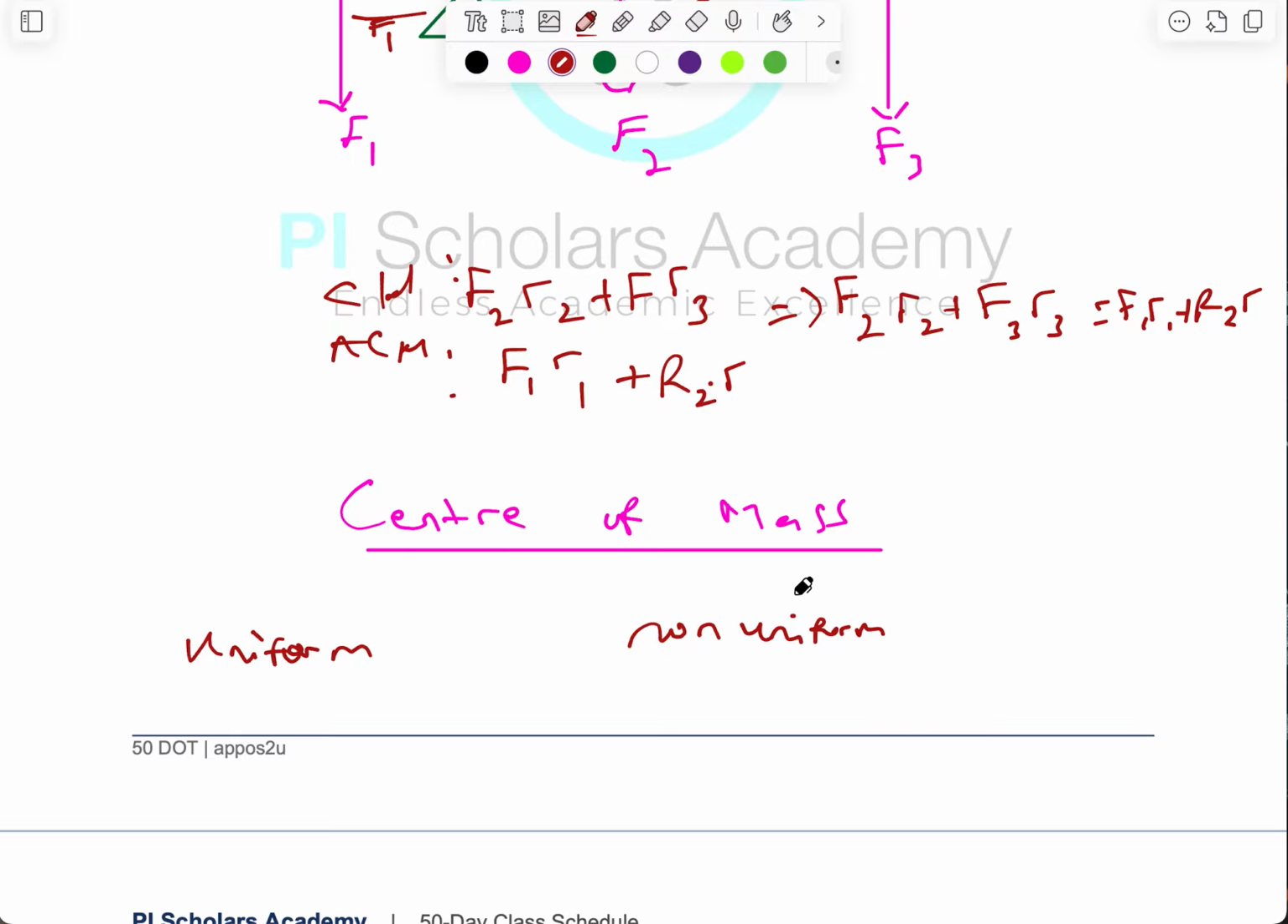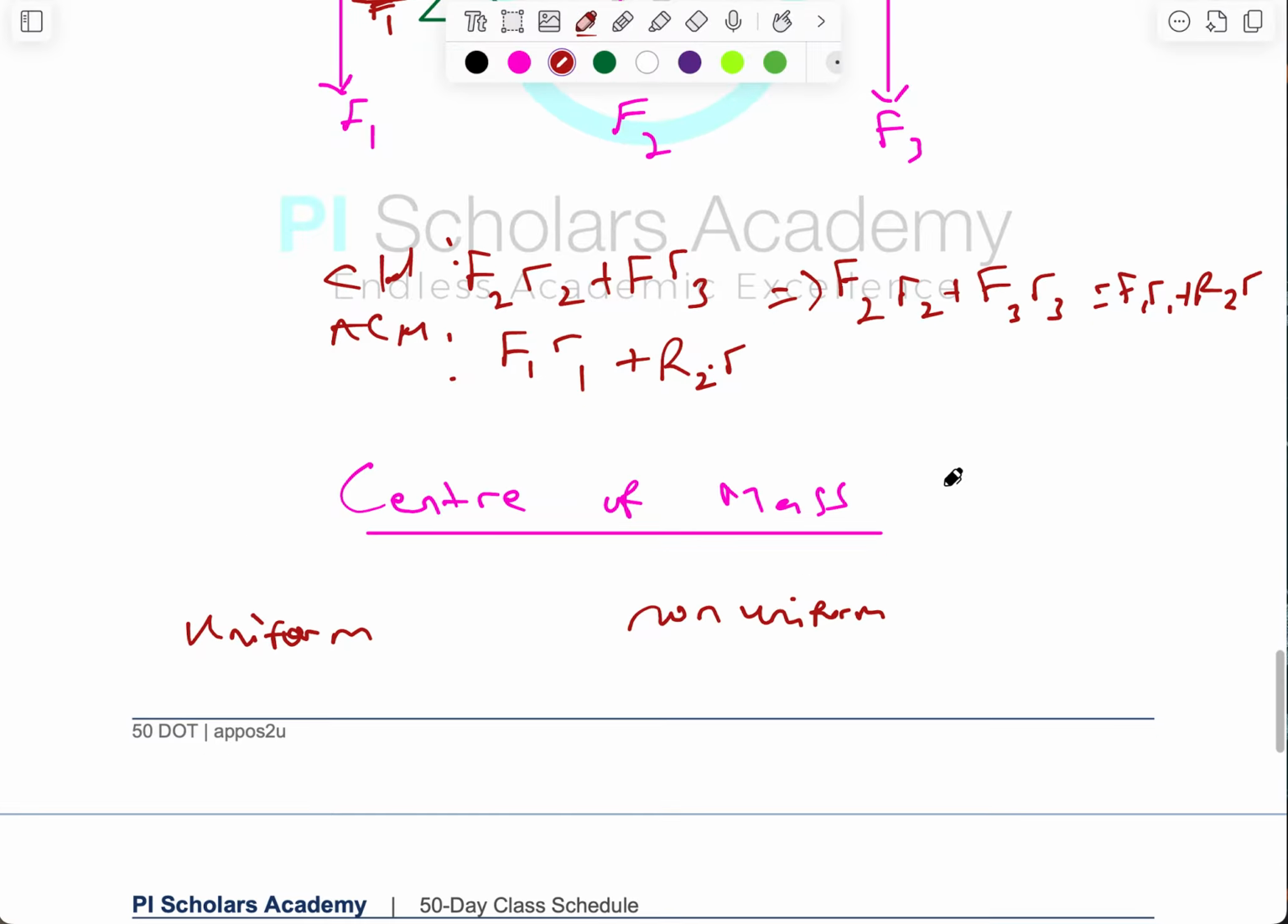What does it mean for a body to be uniform? It means that it is the same in composition all through. If you have this object now, so let's say this is the object, and if this object is uniform, that means that whatever it is composed of at this end is the same thing that it is composed of at this end, is the same thing it is composed of at this middle point as well.